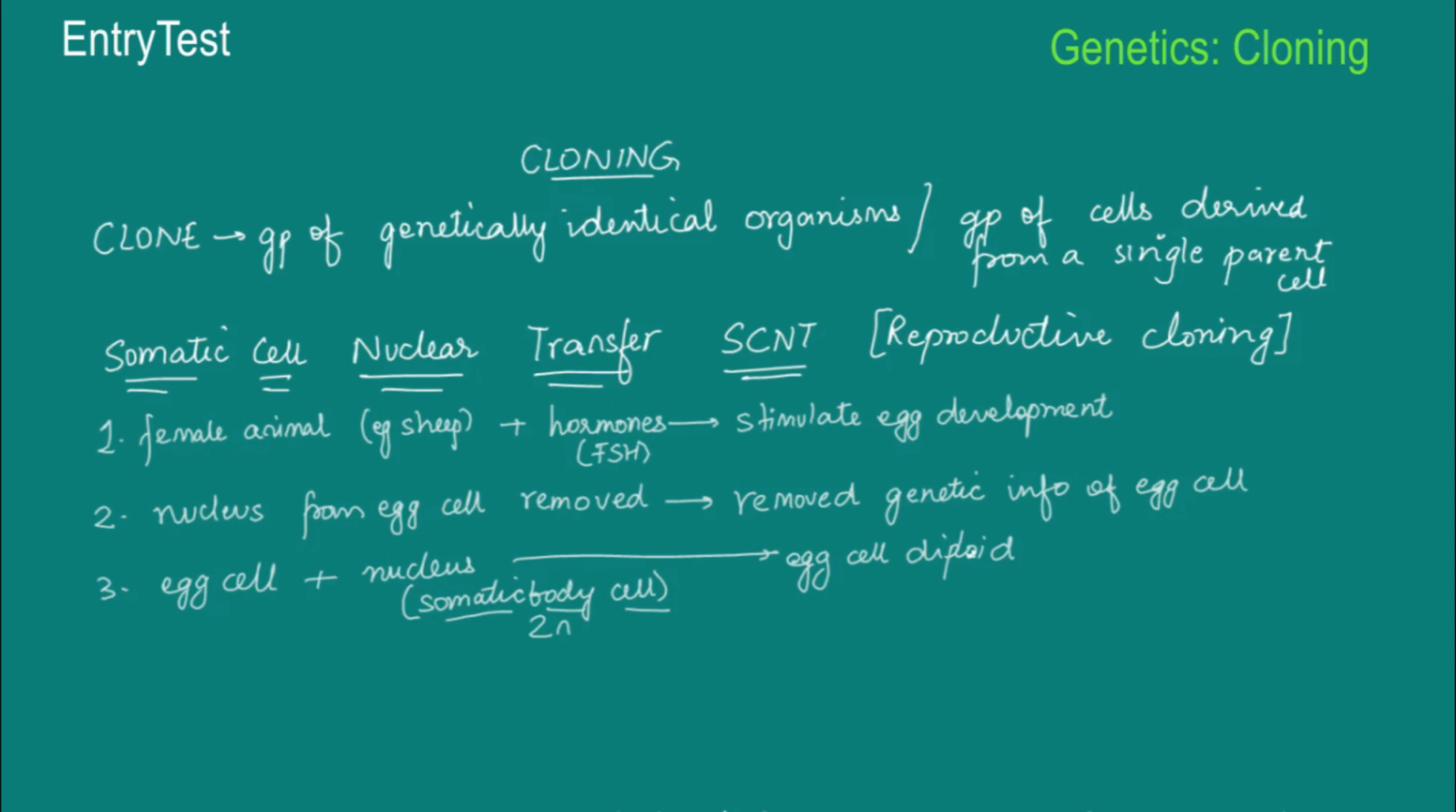The fourth step is going to stimulate the egg cell to divide. Now how is that done? By giving the cell an electric shock. So electric shock is given to the egg cell. Let me write 2N because this is the new egg cell, and this stimulates the egg to divide. Once the egg starts dividing, the egg is going to be implanted into the uterus of the surrogate.